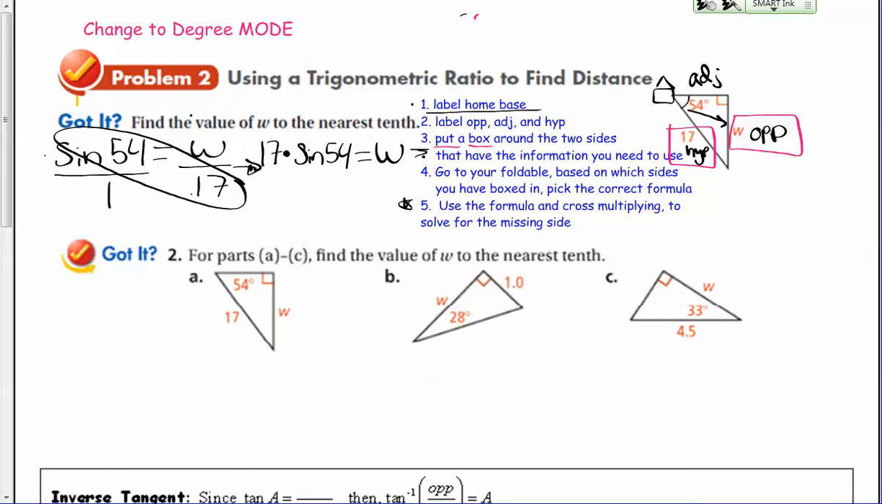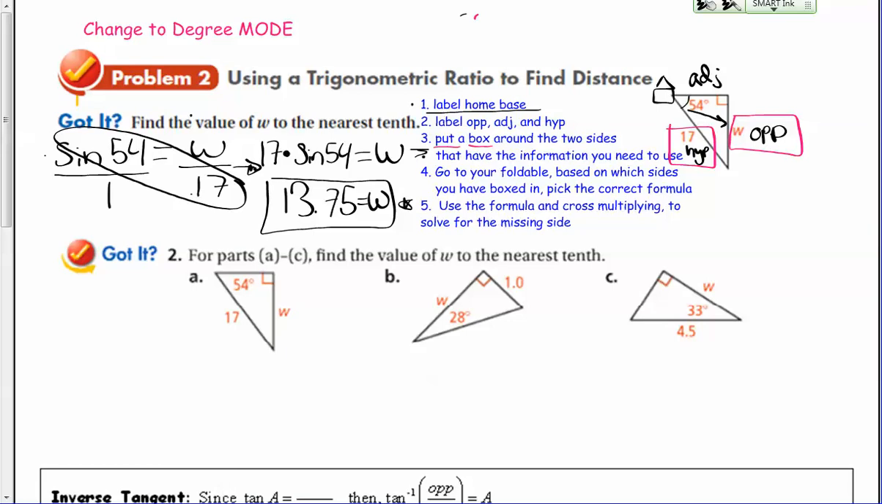So on my calculator, I'm going to type in 17 times the sine of 54. So you do that real quick on your calculator. 17 times the sine of 54, and then I'm going to hit enter. And what I get is 13.75 equals W. There are a few tricks to making sure I do this on my calculator correctly. If you put that multiply by 17 out in front of the sine, you're going to be good. If you put it after the 54, sometimes your calculator will mess it up a little bit for you. But the sine of 54 is one number, and I'm taking that one number times 17.